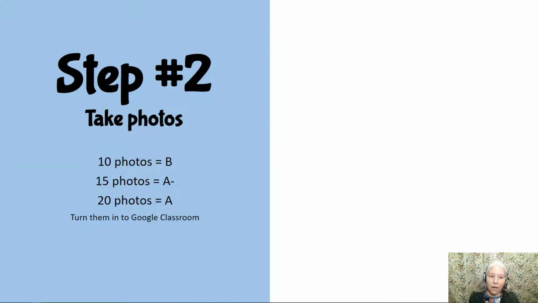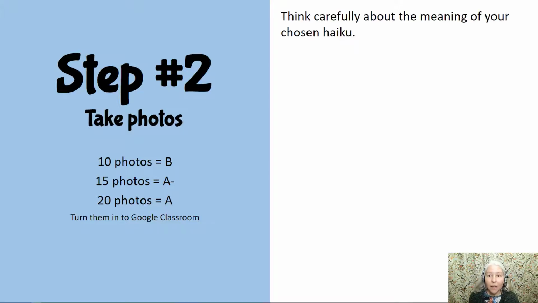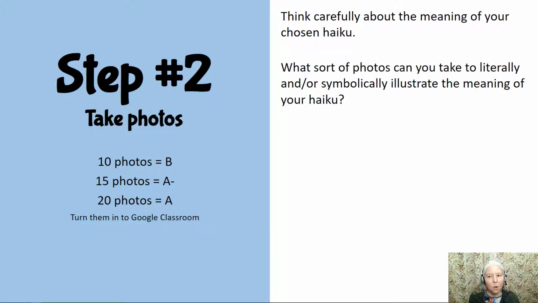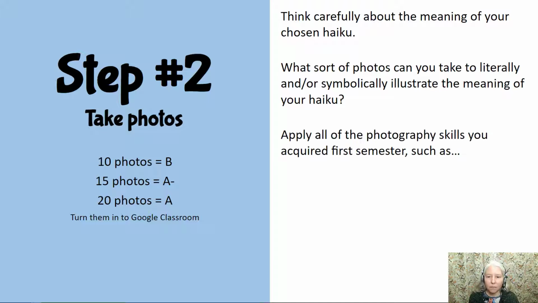Step number 2, take photos. We're using the usual 10 photos equals a B, 15 is an A minus, and 20 is an A, and you will be turning those in to Google Classroom. Think carefully about the meaning of your chosen haiku. What sort of photos can you take to literally and/or symbolically illustrate the meaning of your haiku?